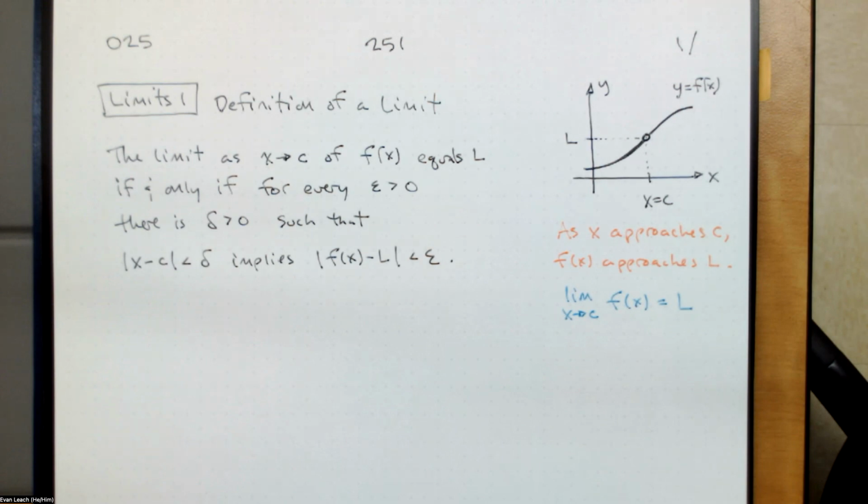The limit as x approaches c of f of x equals L if and only if for every epsilon greater than 0, there is a delta greater than 0 such that the absolute value of x minus c less than delta implies the absolute value of f of x minus L is less than epsilon. Let's make some notation about the things that we are writing here.